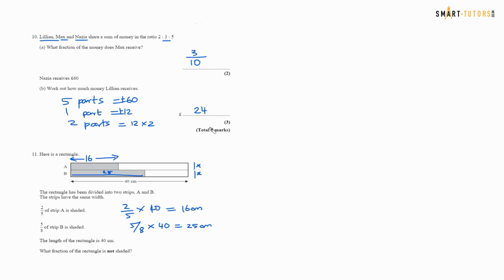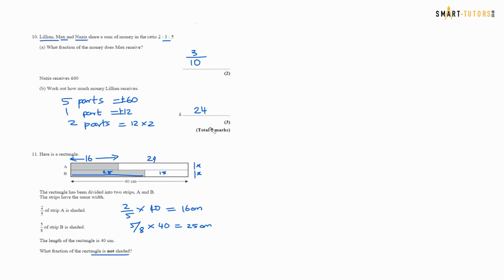So not shaded, if you think about the shaded portion, is 16, 40 take away 16 is 24 centimeter is not shaded. Here 24 means 15 is not shaded. So they are asking, very careful, not shaded, what is the fraction?